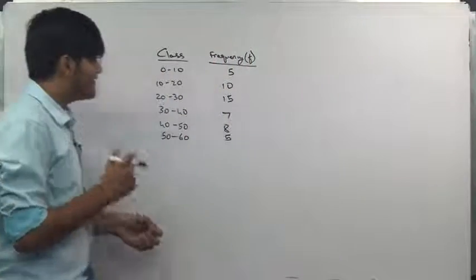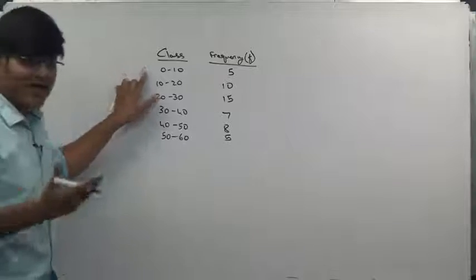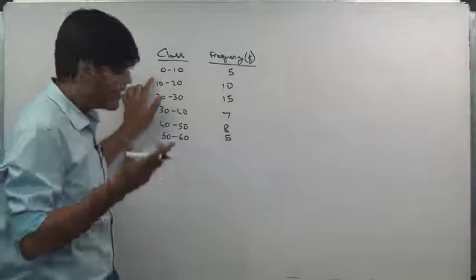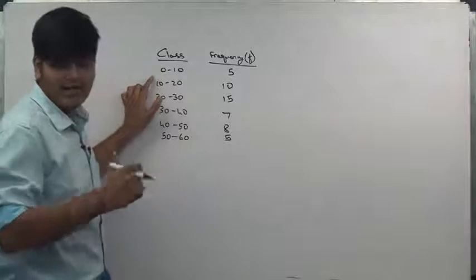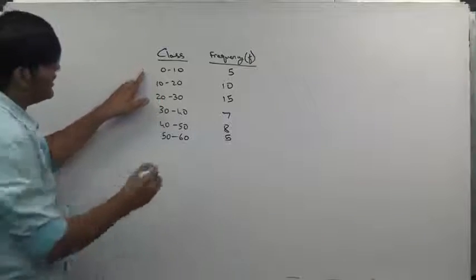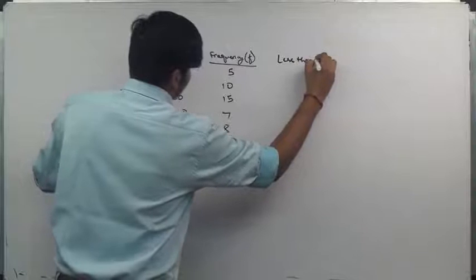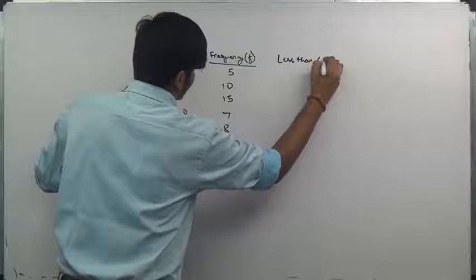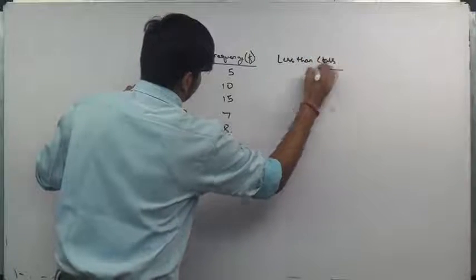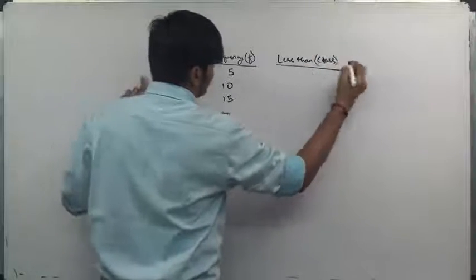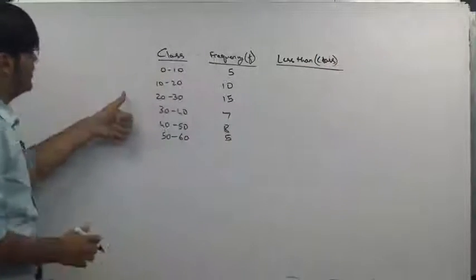Okay. So now let us find out how the more than and less than sums are prepared, or how we can find out the more than type or less than type frequency. First we'll be taking the less than type. Less than class. And then we'll be taking the more than class later on.